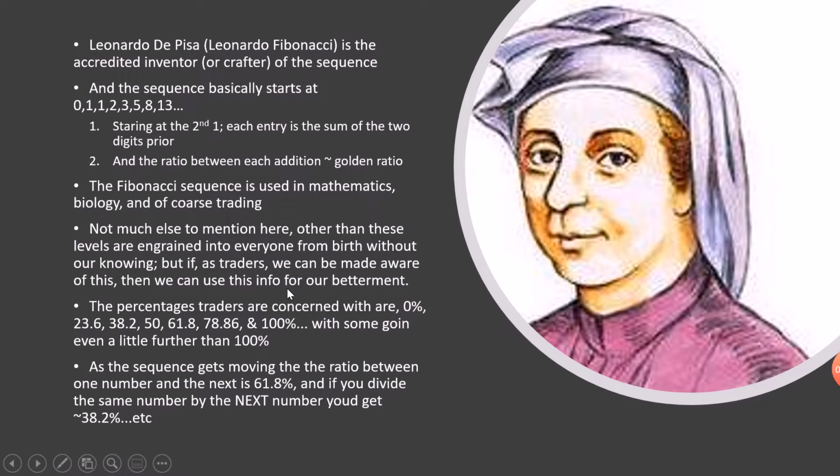And now today, we're seeing its patterns all over our charts, but also in trees, our fingers, our DNA. I think they're even attributing it to modern infrastructure, and the way we're designing cities is becoming more in tune with this divine ratio. Either way, the percentages traders are concerned with are 0, 50, and 100%, which have nothing to do with this ratio. But the numbers 23.6, 38.2, 61.8, 78.86 all do.